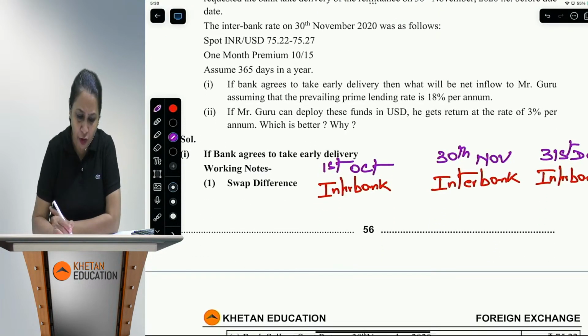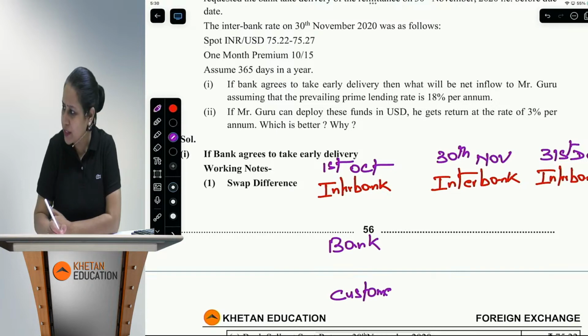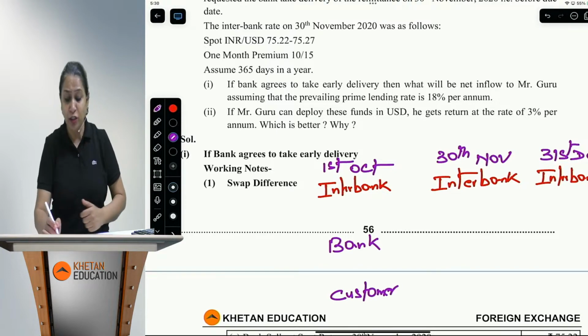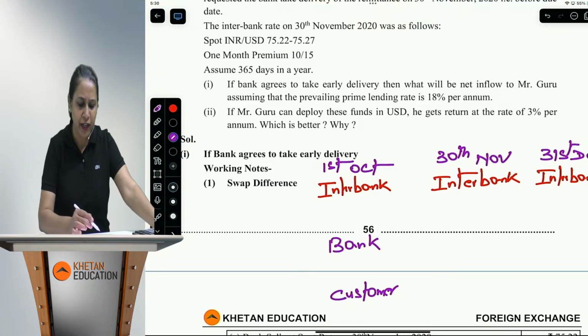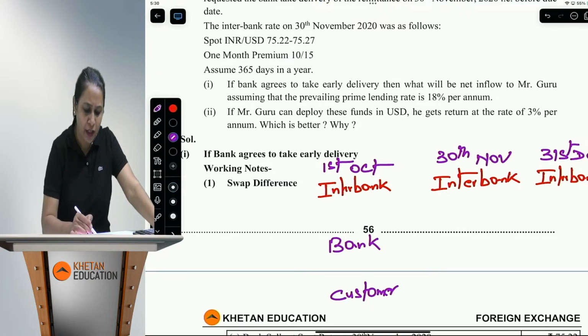Now, on 1st of October, there is a bank also. Agree? There is a bank and there is a customer, guys. So the customer said, no, it is not tough, Pooja. Just wait for 2 minutes. You will realize this concept is not tough at all.